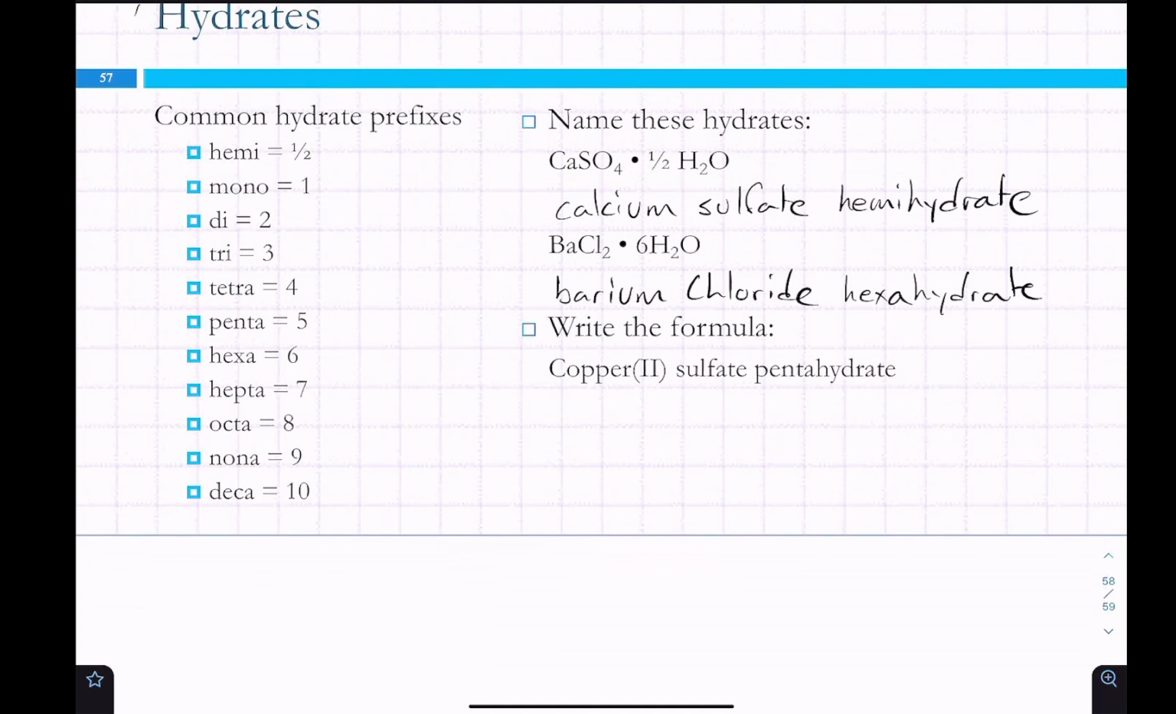So for this formula of copper(II) sulfate, we have copper. The copper has a 2+ charge. What does the sulfate have? SO4 is a 2-. This is a copper 2+. So this will be CuSO4. And then the dot. Penta is 5, so 5 H2O. Neat. All right, and that's it for today.